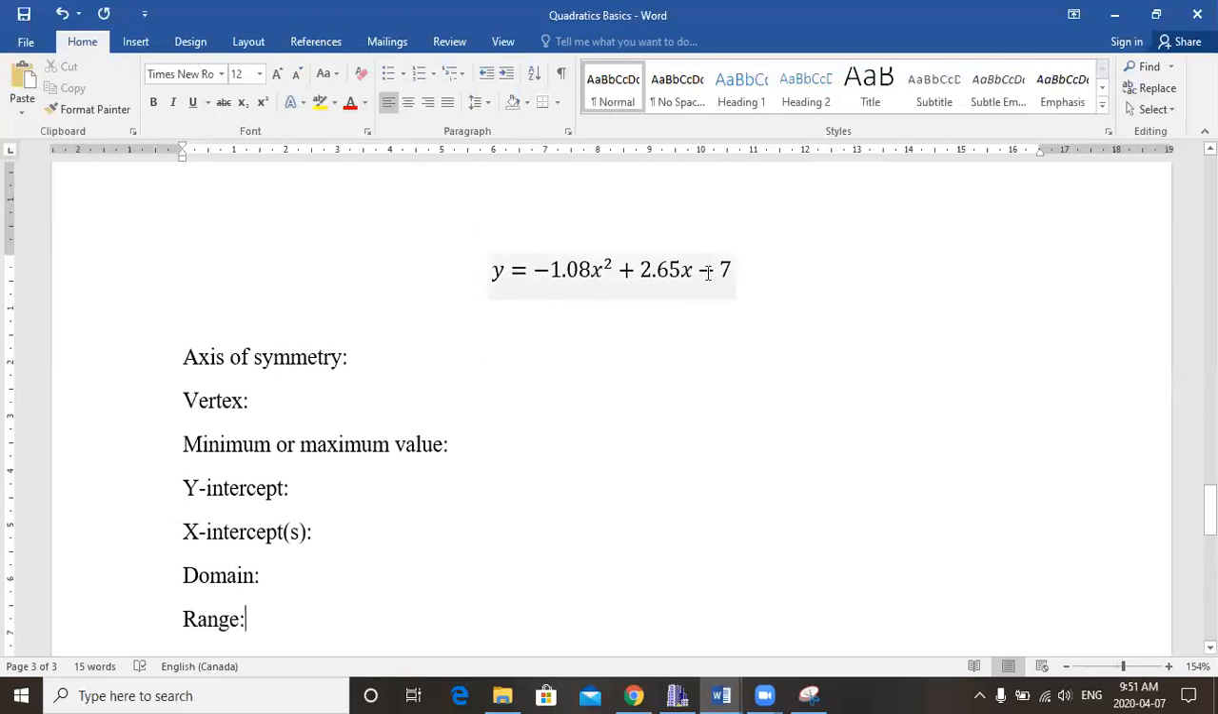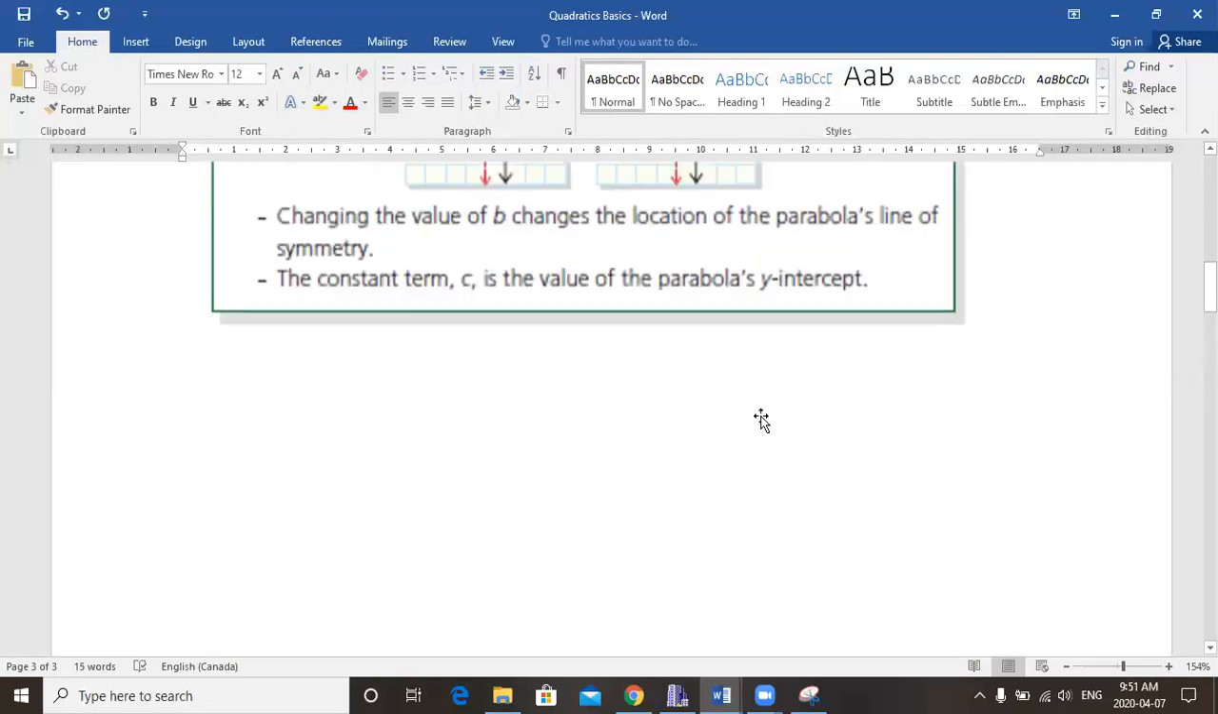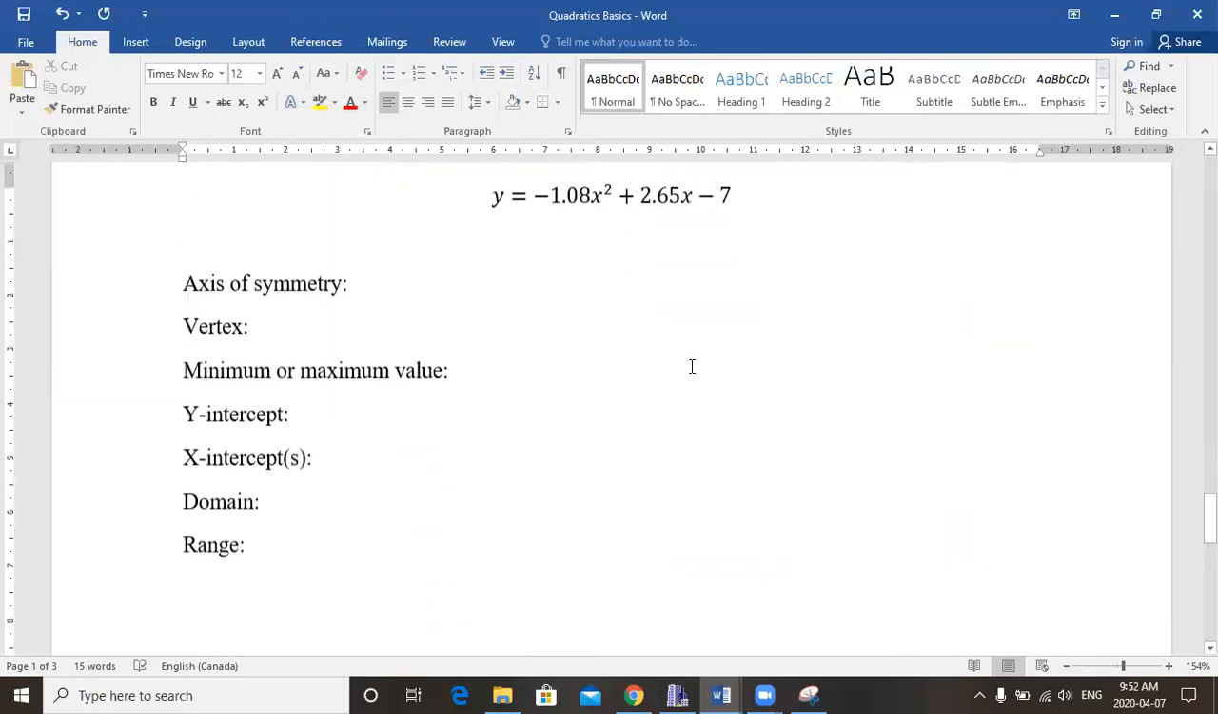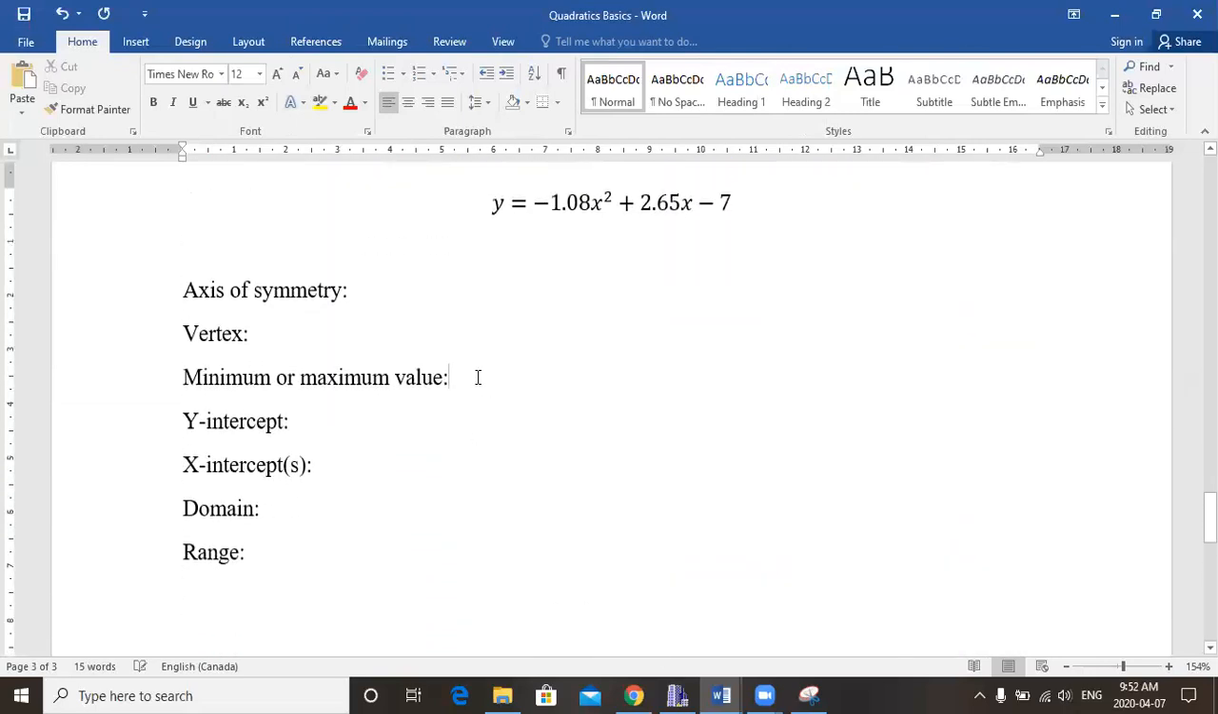So now this is the standard form. So without even graphing, we're going to use some of our knowledge of quadratics. Remember that if we have a negative a value, that the parabola opens down. And if the parabola opens down, then the vertex has to be a maximum. So without even graphing, we know that this is going to have a maximum value. And we'll figure that out. And we know that it's going to open down. The next thing we know automatically is the y-intercept, because we know that the c value is -7.